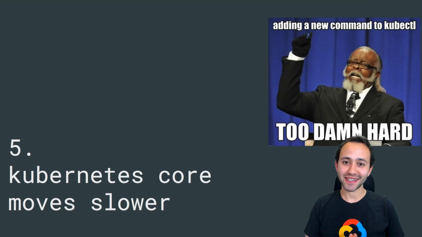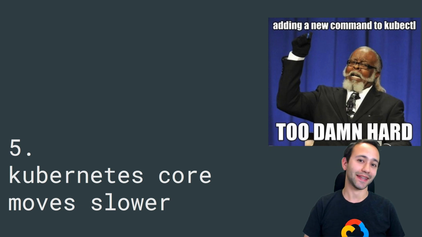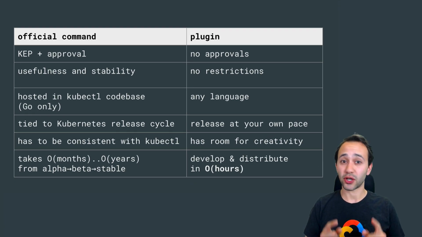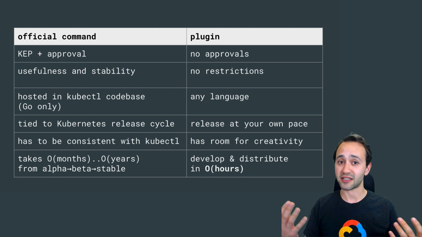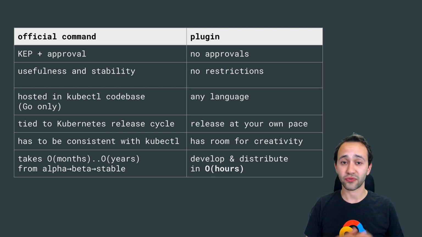The fifth reason that plugins exist is that you can actually move faster than Kubernetes core yourself. Let me explain. Every kubectl release is tied to a Kubernetes release. And as you might know, Kubernetes releases happen every few months. To be part of kubectl, there are a lot of roadblocks that you need to overcome. First of all, you need to make a Kubernetes enhancement proposal and get it approved. Then you have to write your code in Go, because that's what the Kubernetes code base is in, right? And then you have to be consistent with the rest of kubectl. Finally, it can take potentially over a year to go from being a hidden alpha command to a stable command that exists for years to come.